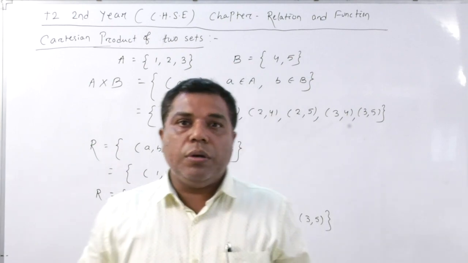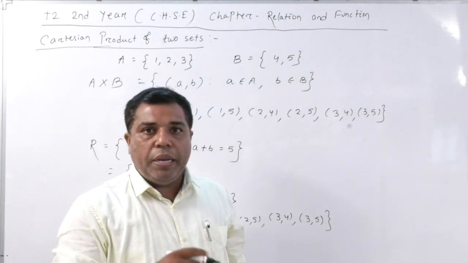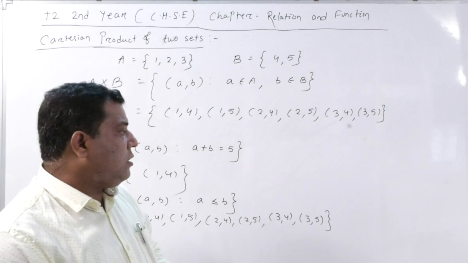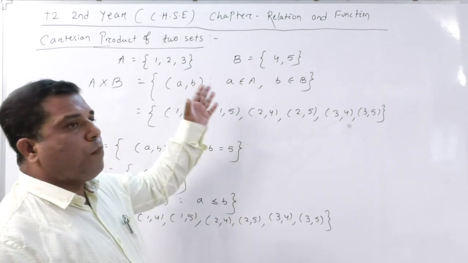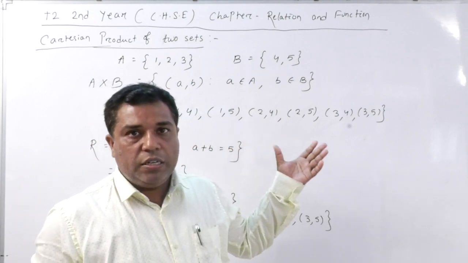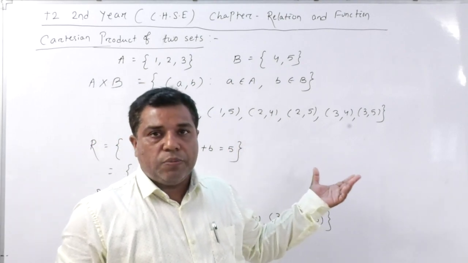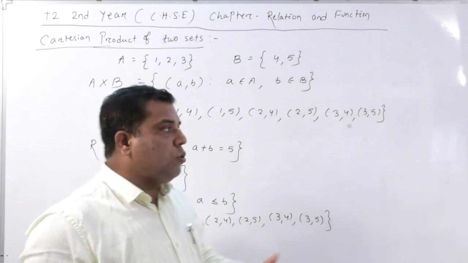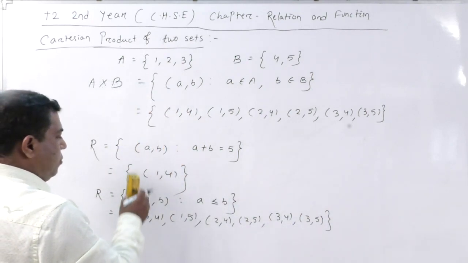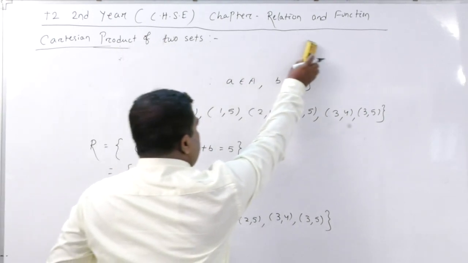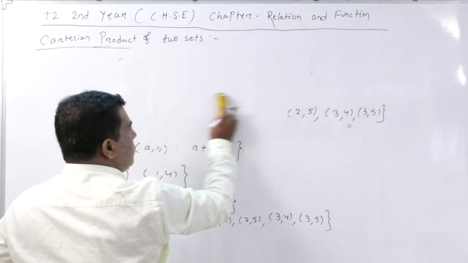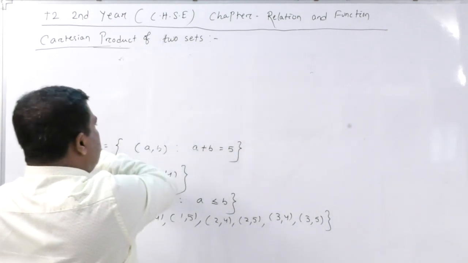So I am going to now tell you the definition of relation: relations consist of ordered pairs from the product set. A relation consists of ordered pairs from the product set. Now I am going to erase this one.